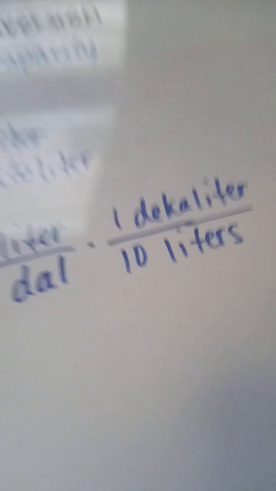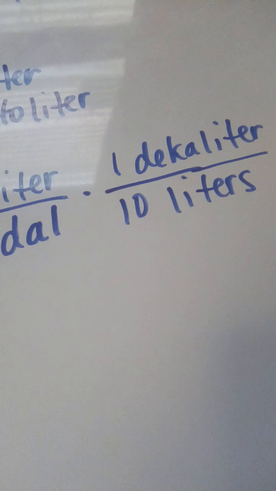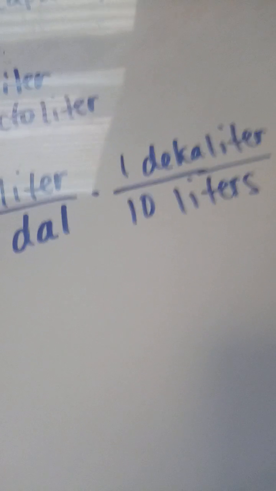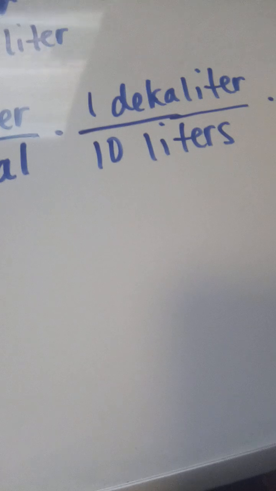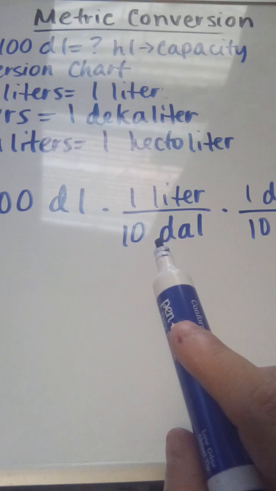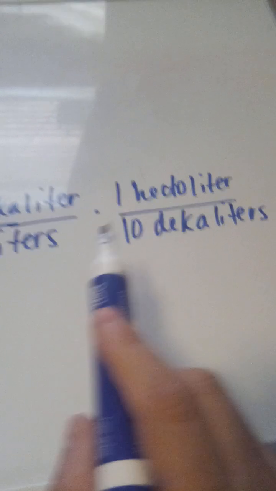Okay. Then we multiply the same thing. 1 hectoliter over 10 deciliters. So we have 3 conversions. 3,100 deciliters times 1 liter over 10 deciliters times 1 deciliter over 10 liters and times 1 hectoliter over 10 deciliters. All right.